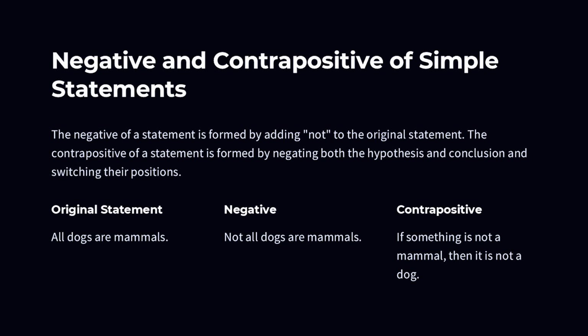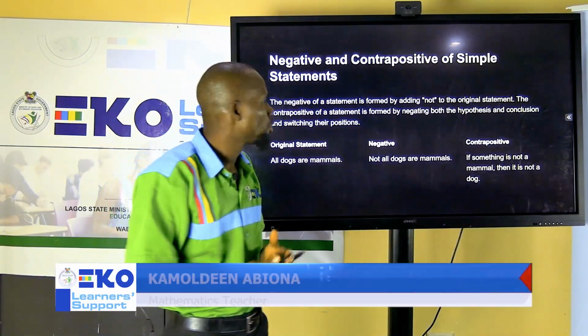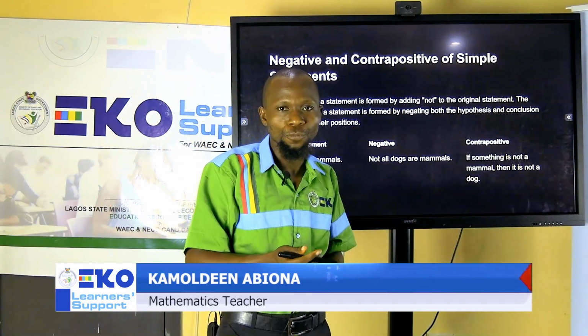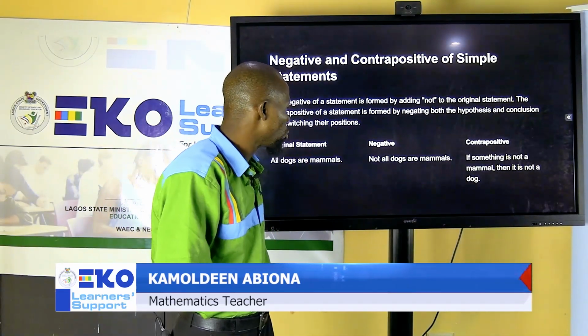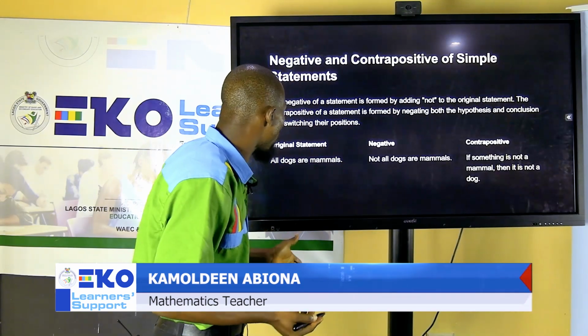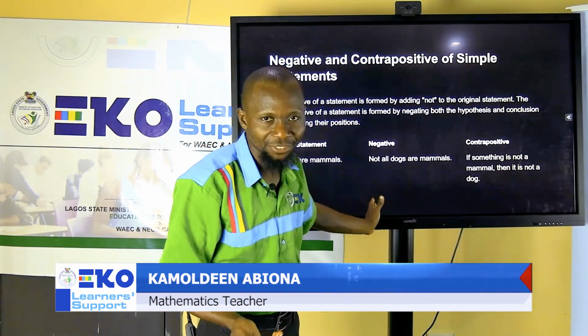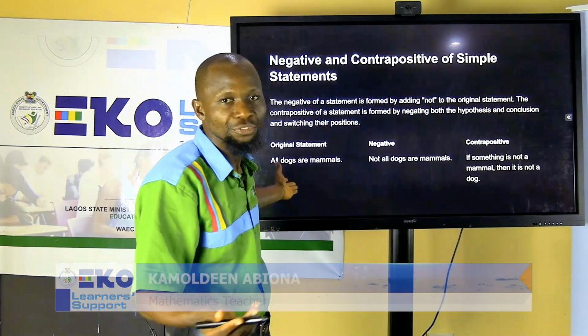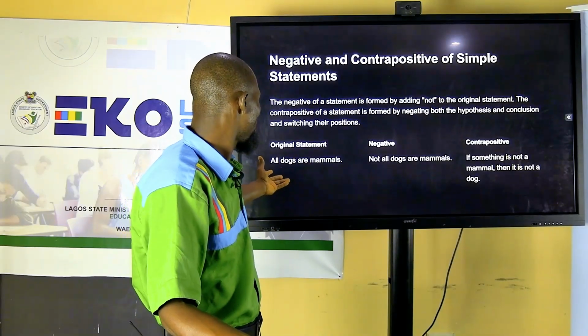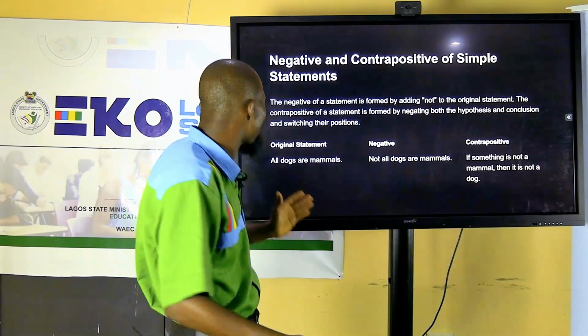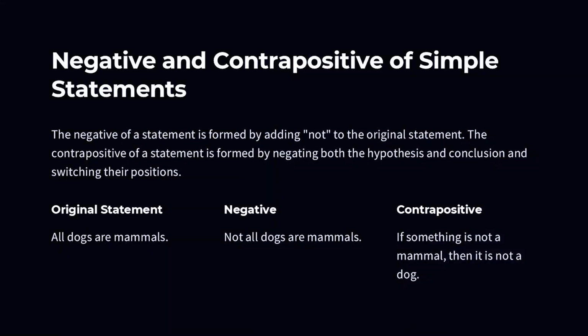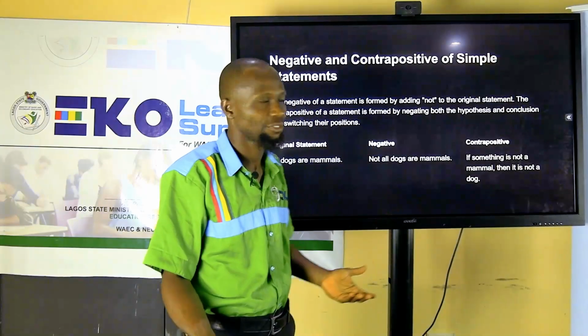For example, in this particular statement, all dogs are mammals. If you need to find the negative of that statement, we just need to put: not all dogs are mammals. Not all dogs are mammals. Another way you can put it, all dogs are not mammals. You can also put it like that.